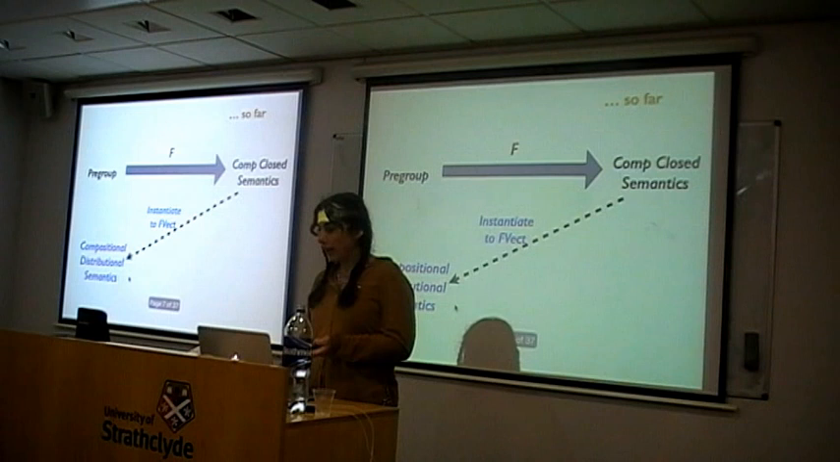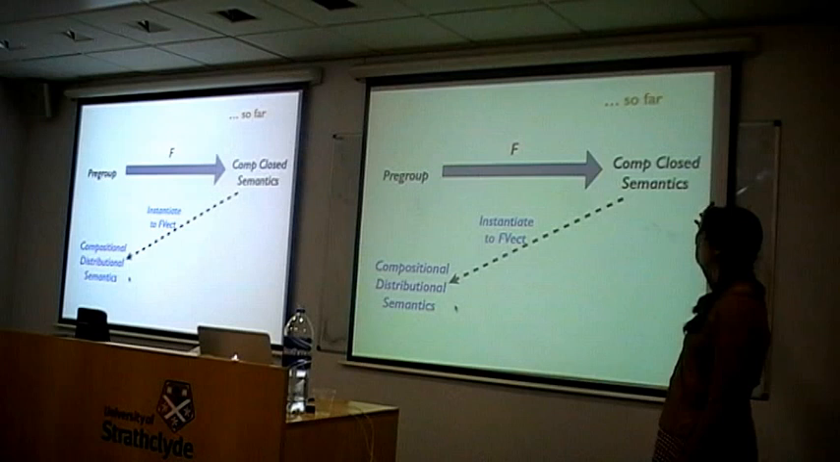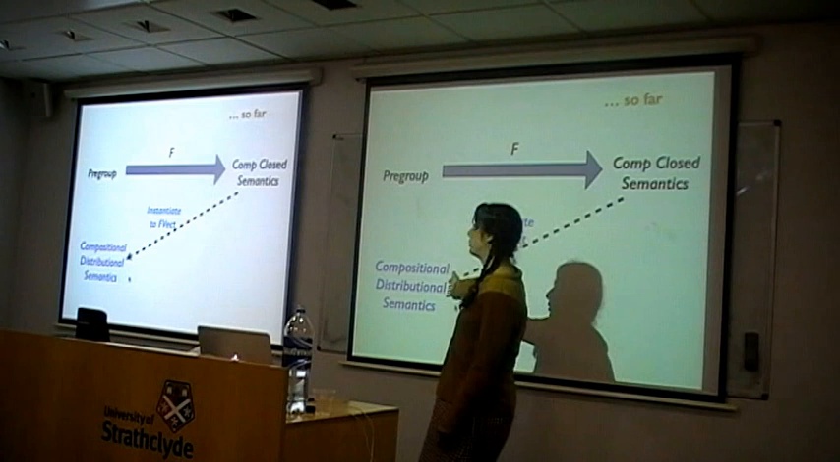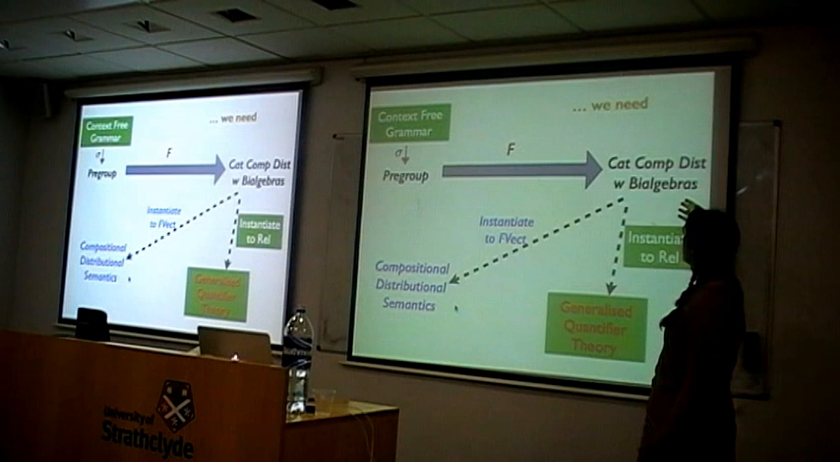So what we had so far, represented by Bob and by Dimitri, is that we start with pregroup grammar, we have this functorial passage to the compact closed category, and then if you instantiate that to vector spaces, you get the compositional distributional semantics that we had. What we face here now is that we have a context-free grammar, and we need to add something called bialgebras to this categorical compositional distributional semantics model, the intersection operator.